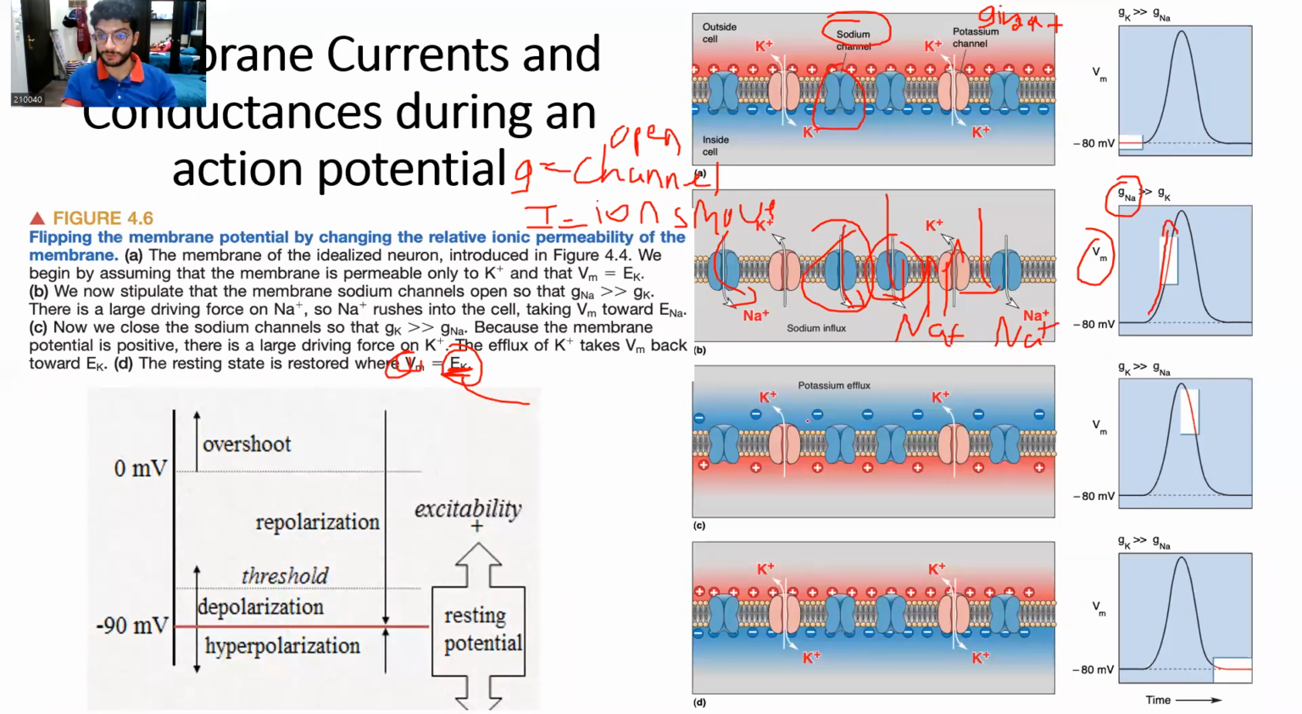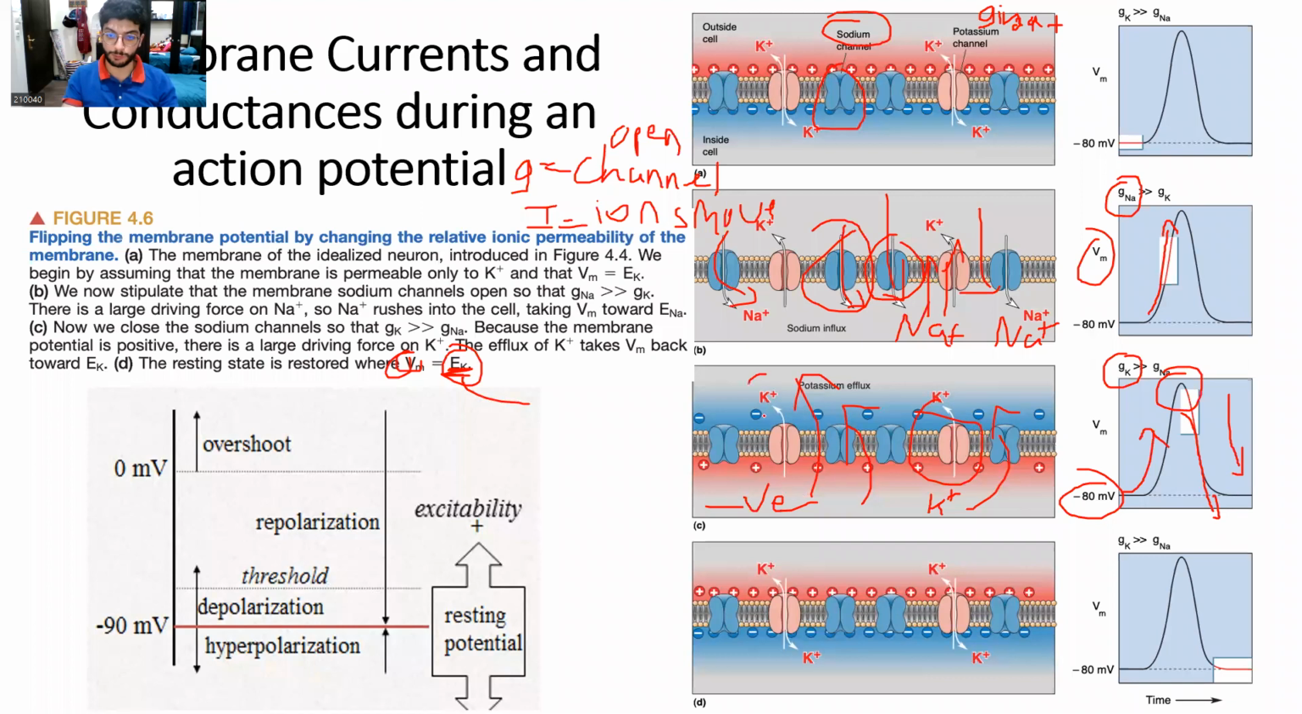Eventually, once we reach the peak over here, or the overshoot, the potassium channels will open. This causes the potassium conductance to rise, and potassium leaves the cell. When positive ions leave the cell, it makes the cell much more negative, which pushes the membrane potential back to the negative. It makes the cell repolarize. So it depolarized over here, and it's now repolarizing.